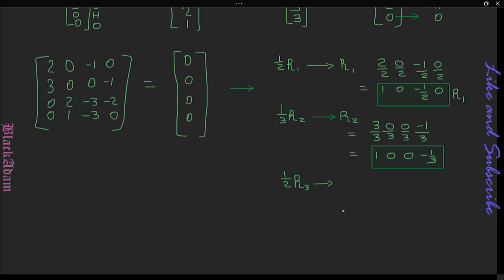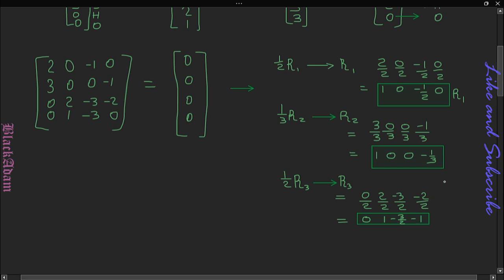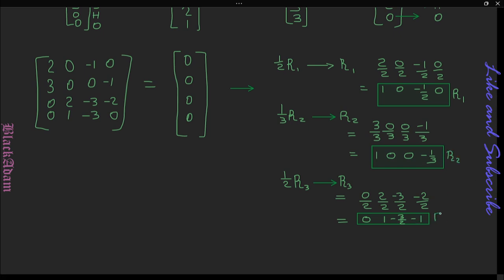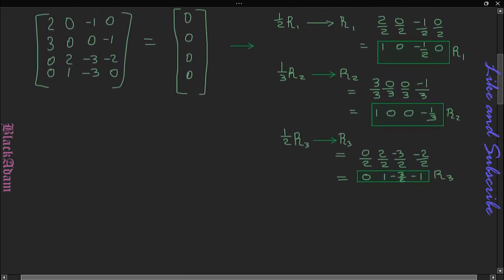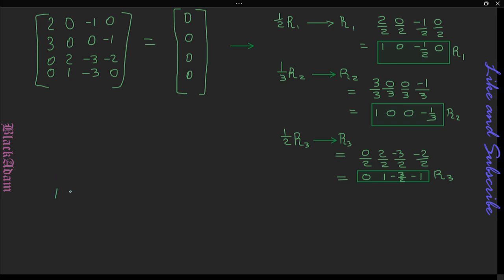And then we need to have half of row 3. So that will be half of row 3. So that will be row 3: 0, 2, negative 3, negative 2, and we divide all of that by 2 to give us 0, 1, negative 3/2, and then negative 1. So with that, that's row 1, 2, 3. So we leave row 4 unchanged because our leading entry there is 1.